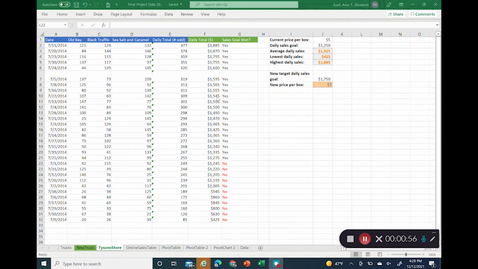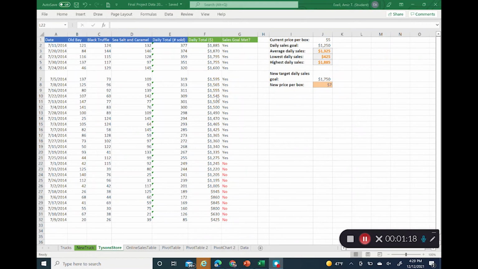And the max was 377 items sold, which came to a profit of $1,885, and the minimum was 301, which came to a profit of $1,505.